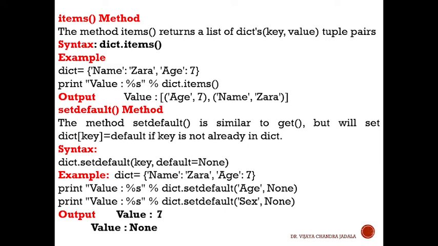Then the setdefault method. The method setdefault is similar to get, but will set dict[key] equal to default if key is not already in dict. Syntax: dict.setdefault(key, default=None). Example: dict equal to {'name': 'Zara', 'age': 7}; print 'Value : %s' % dict.setdefault('age', None); print 'Value : %s' % dict.setdefault('sex', None). So the output will be 7, and the value is None.